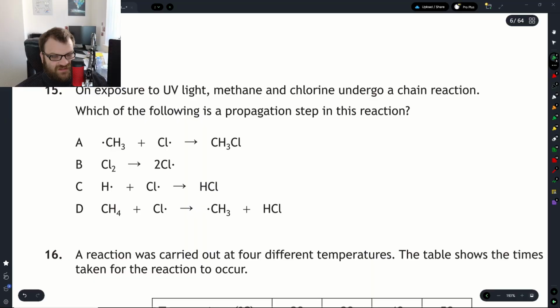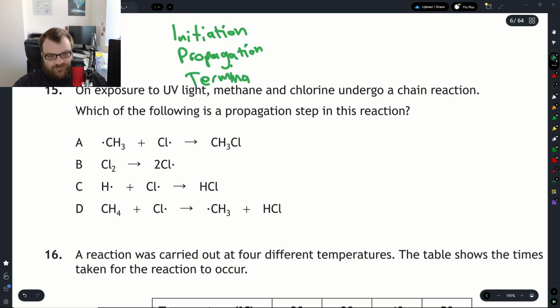Next one here, we're asked about our different steps in free radical chain reactions. We have initiation. And then we have propagation. Moving on to termination. The way I look for it, I'm looking for the radicals, which are shown by the dots. In the first one, we have radicals on the left, but no radicals on the right. This means that we have stopped the reaction, gives us our termination.